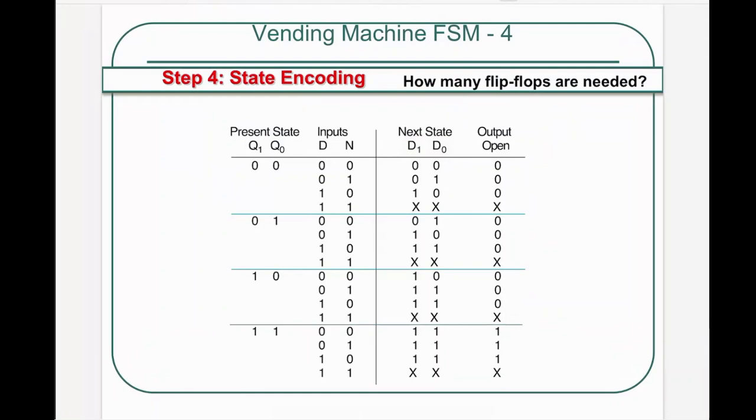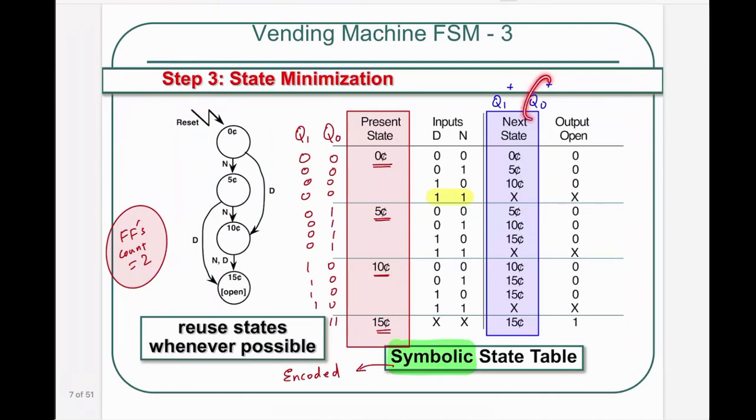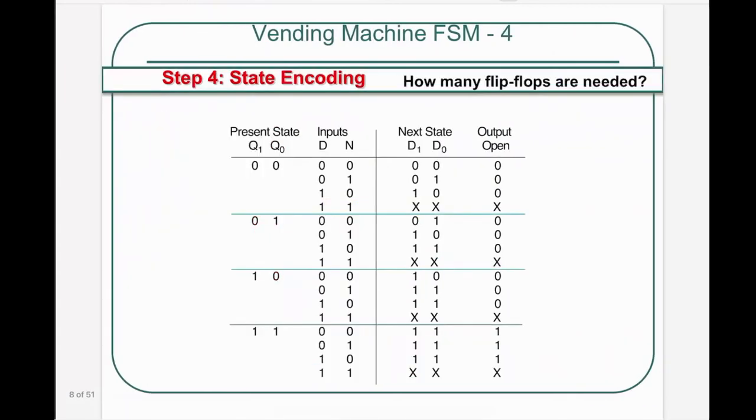So why is this D0? And why did I choose to write Q0 plus over here? What do you guys think? I chose to write Q0 plus and Q1 plus over here. And over here in this slide, it is written D0 and D1. They are equal, absolutely right. And the reason why they are equal is because of the characteristic equation of a D flip-flop. Q plus equals D, right? That's right, Q plus equals D.